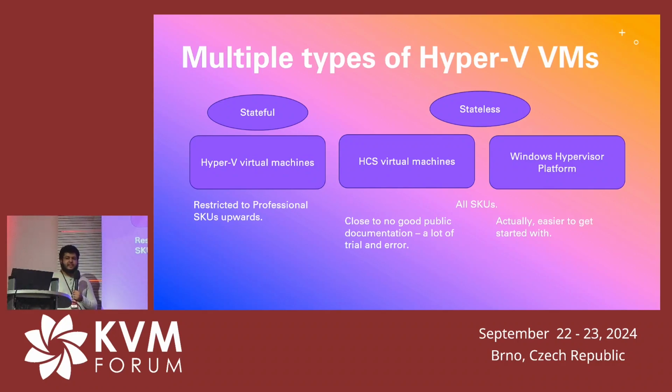Then there are HCS virtual machines. HCS is available on home editions, so it's available pretty much across the board, but it has close to no good public documentation. And there is the third option, Windows Hypervisor Platform, which allows implementing a custom VMM outright. So with the last option, you can actually use Qemu.